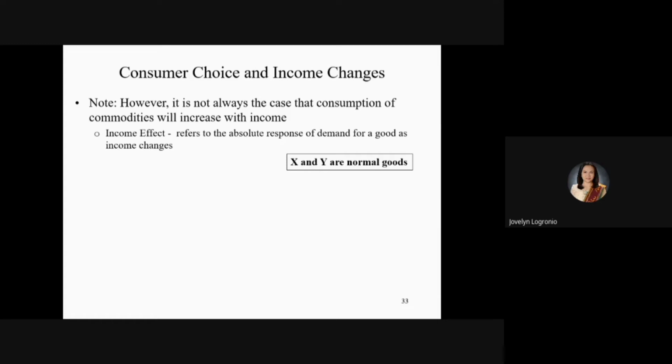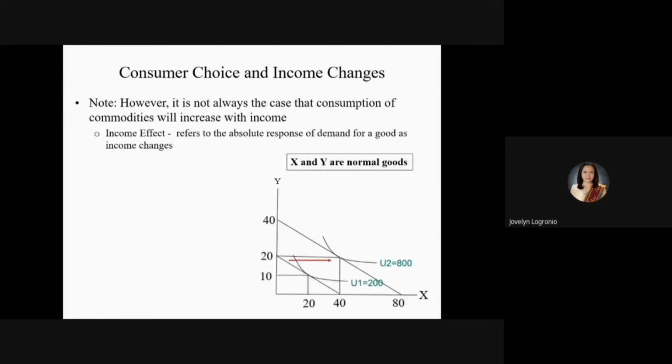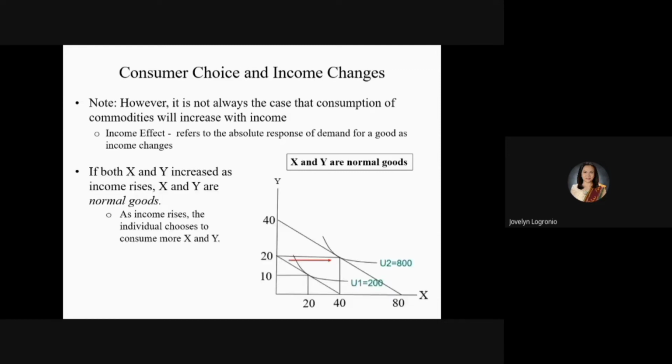So to illustrate this effect, okay, we will use again the same example. If both X and Y increase as income increases, then X and Y are normal goods. So as income rises, the individual chooses to consume more X and Y. In our example again, X and Y are normal goods.